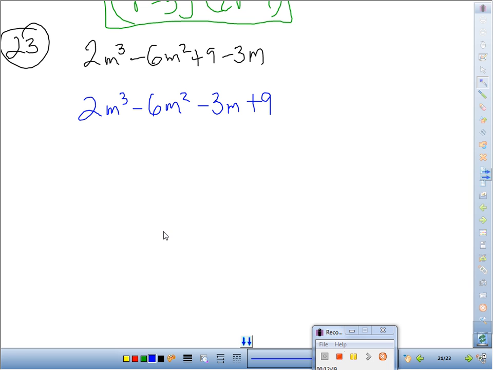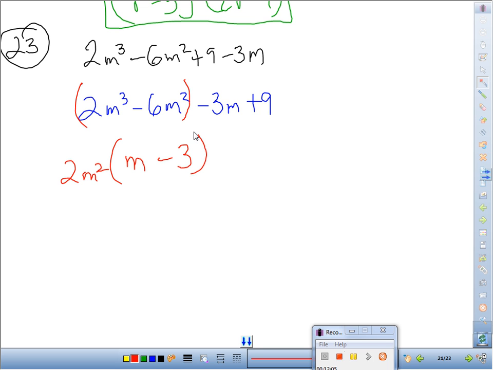Okay, so far so good. Let's group the first two terms. What number divides each term? 2. What's my smallest variable? M squared. So therefore we are left with m minus 3. Are we there so far? Okay.